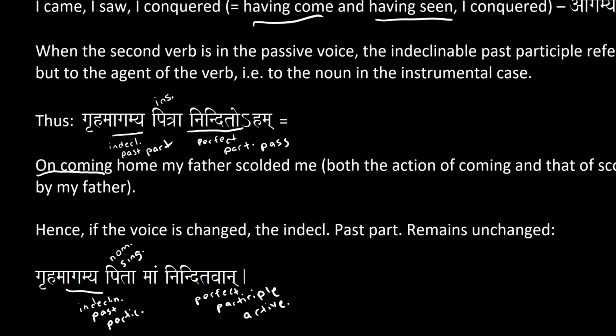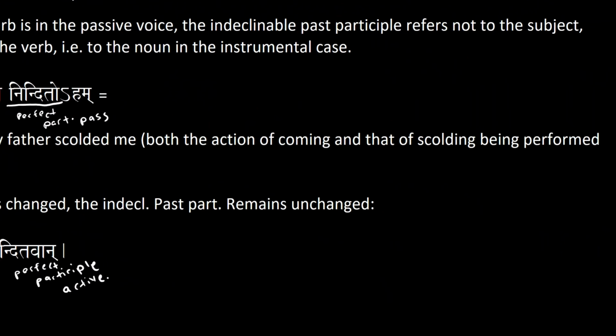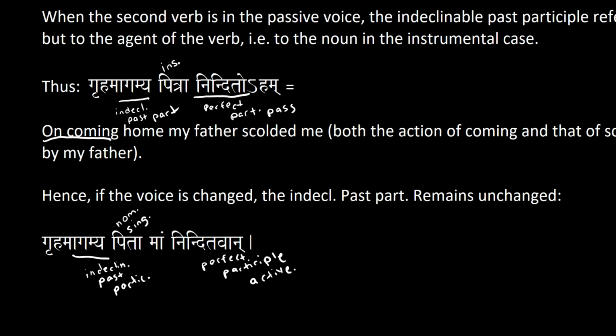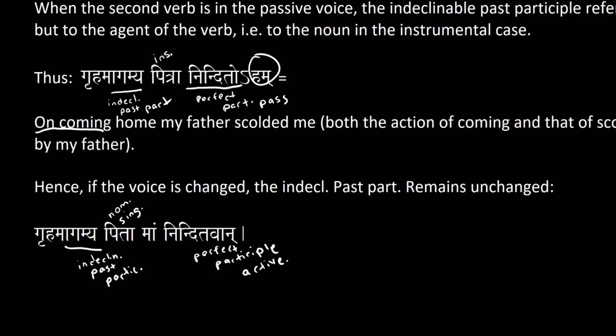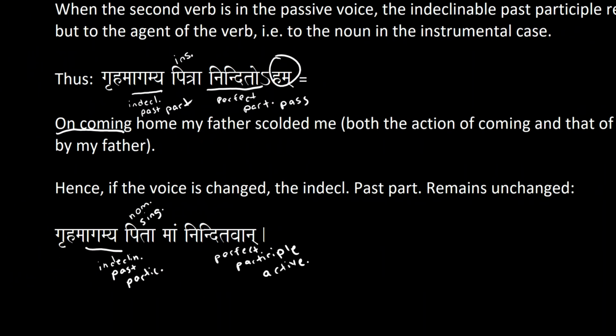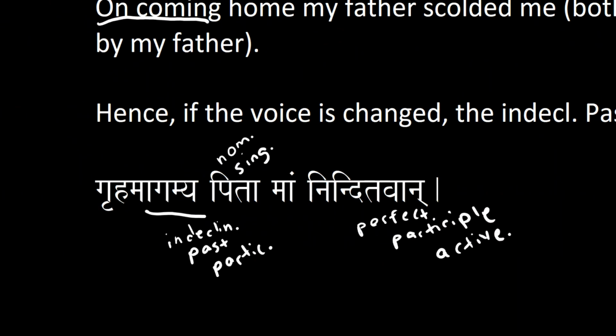So, when the second verb is in the passive voice, the indeclinable past participle refers not to the subject, but to the agent of the verb. So here, the subject is aham, me. I was scolded by my father on coming home. So, on coming home, my father scolded me. Both the action of coming and that of scolding me is being performed by my father. Now, it's just a term of reference here. Grihamagamya pita mam nindatavan.